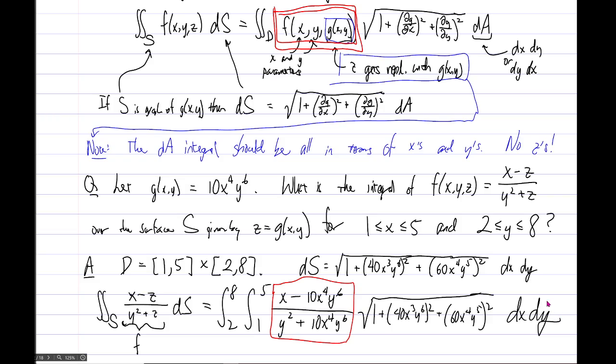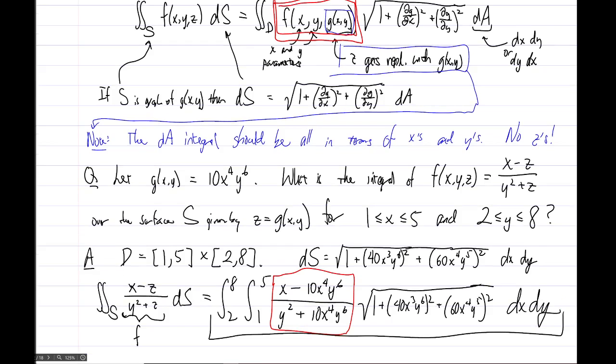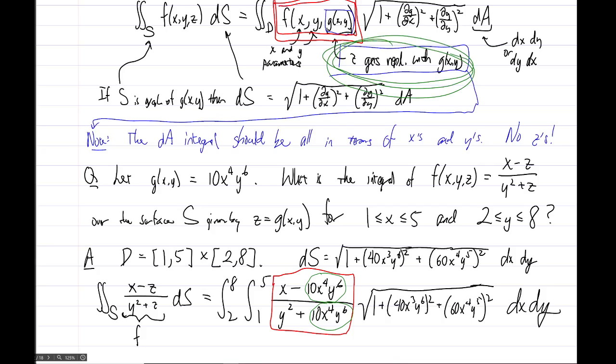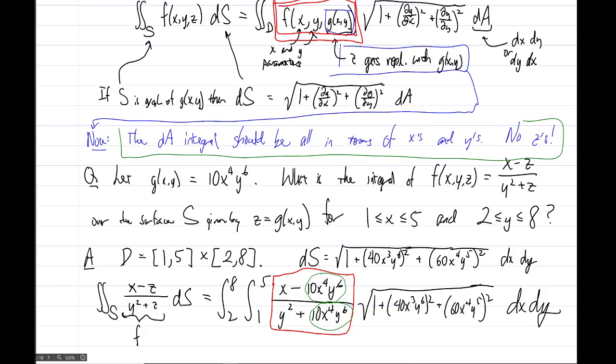Okay, let's consider ourselves done with the problem, but if we go back and look at this integral, you'll notice that we replaced the z's that appeared with 10x to the fourth y to the sixth here and there. If we did not make that replacement, then this integral would have z's floating around in it, but it's just an integral with respect to x and then with respect to y. So that would be messy. There'd be 3 variables but 2 integrals. So this is what we meant earlier, that z gets replaced. And if you don't do that replacement, then you're going to have a problem. The dA integral should all be in terms of x and y, no more z's. So that's why we had to replace these right here.